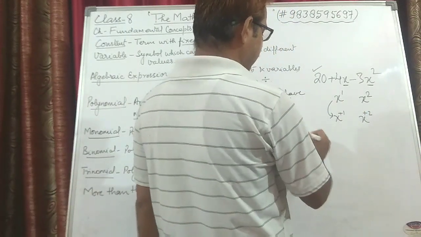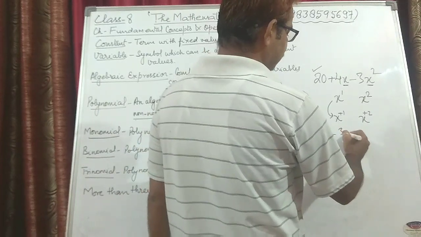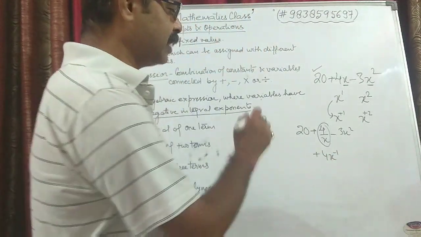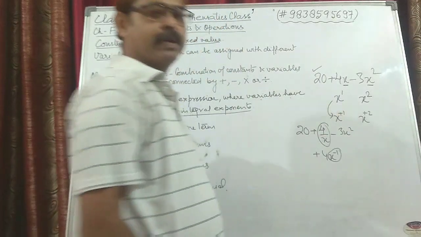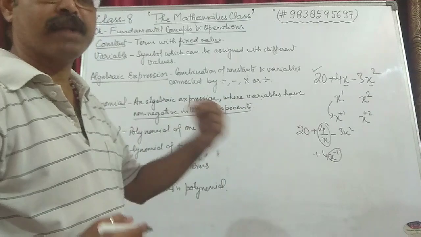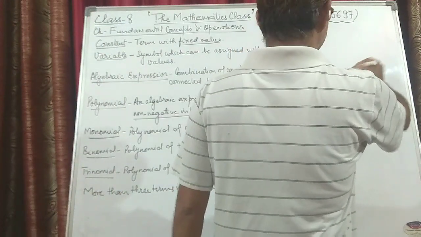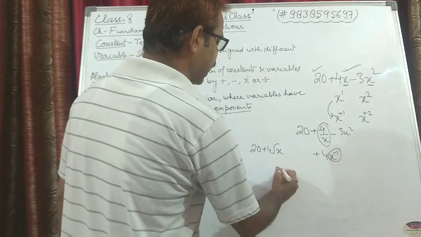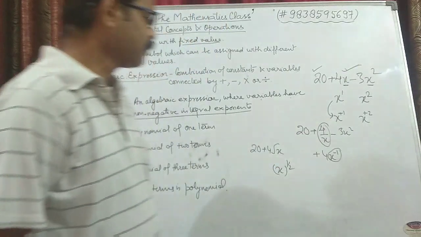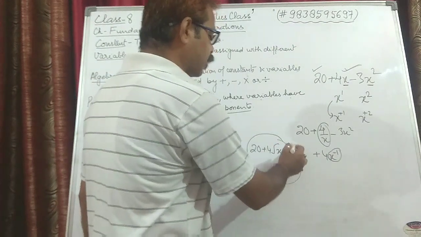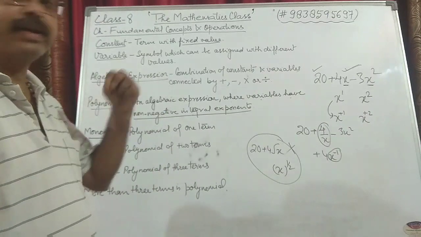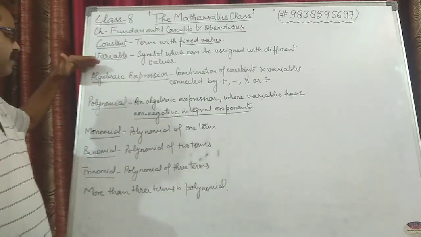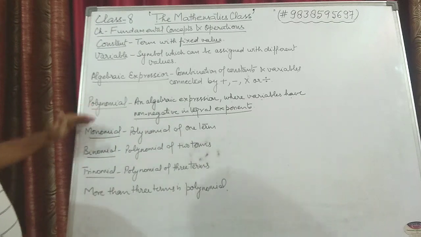Means if it would have been 20 plus 4 upon x minus 3x square, this 4 upon x can be written as 4 into x to the power minus 1. It means that this is not a polynomial because a variable cannot have negative power. So therefore this is a polynomial, or I say 20 plus 4 root x. Now here x will be having power in the form of a fraction. So this is also not a polynomial because a polynomial should have integral power, means in the form of integers. Now I hope you have understood what is the constant, what is the variable, what is the algebraic expression, what is the polynomial. Now we move on to 3 more definitions.